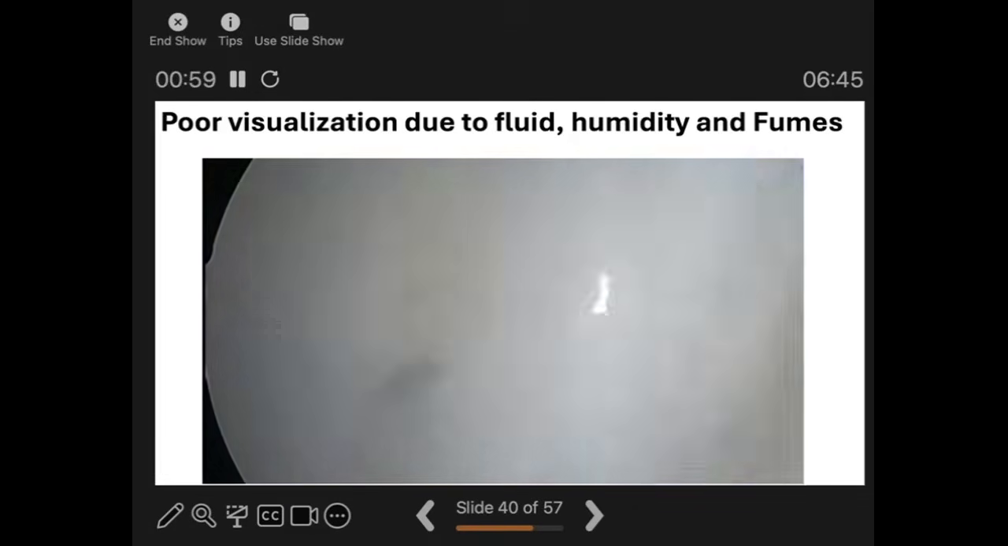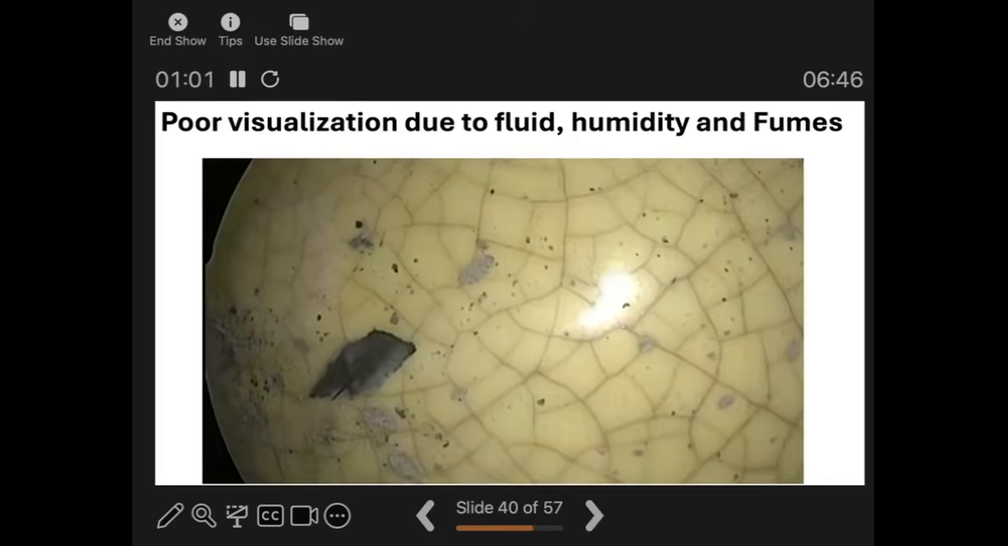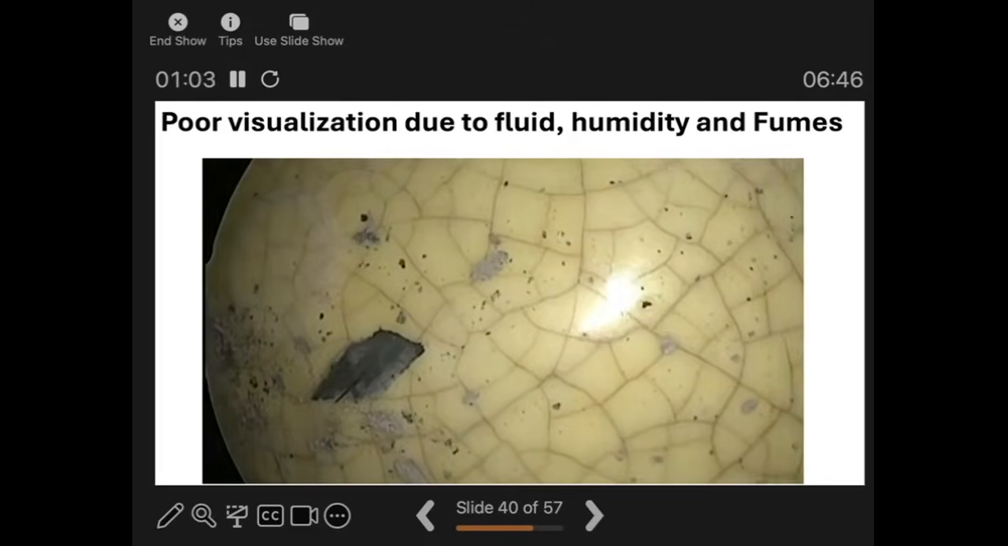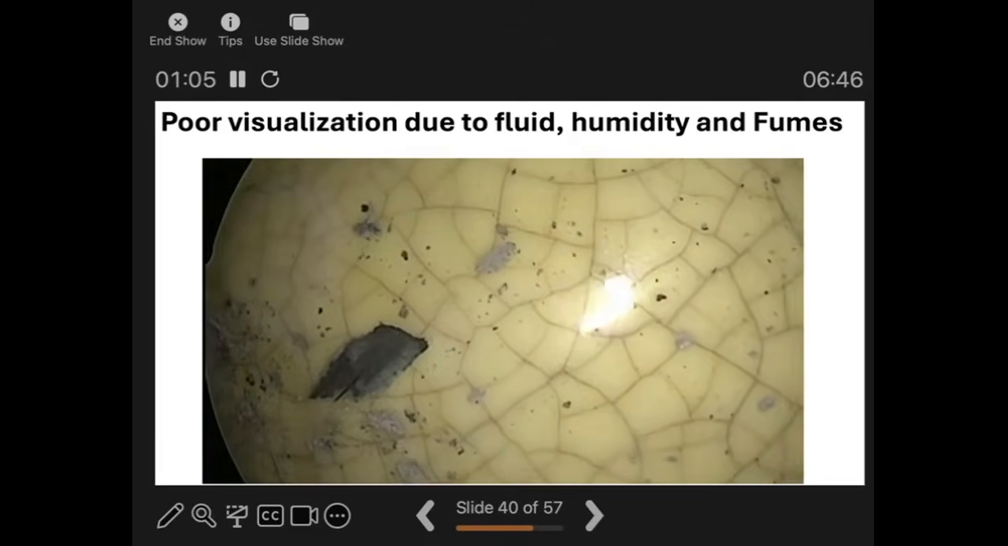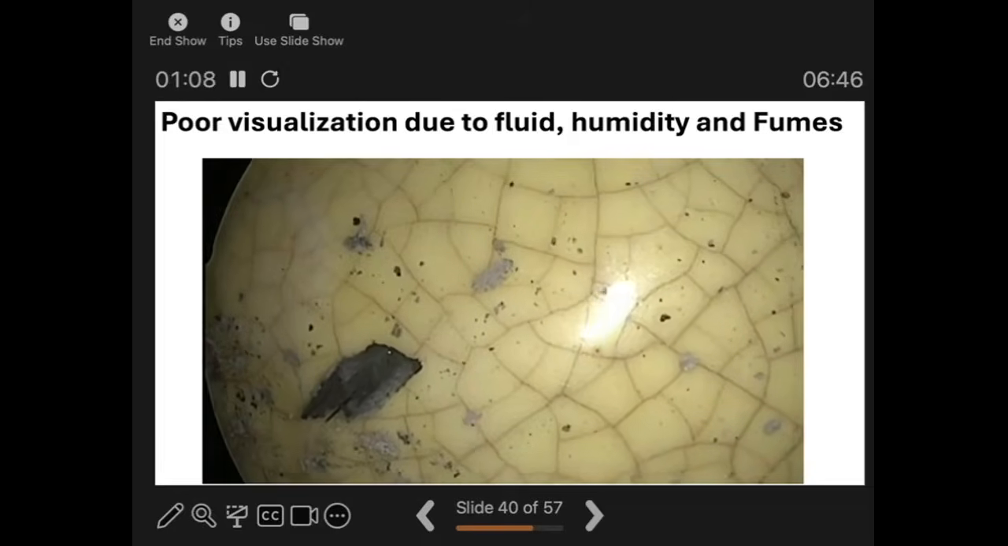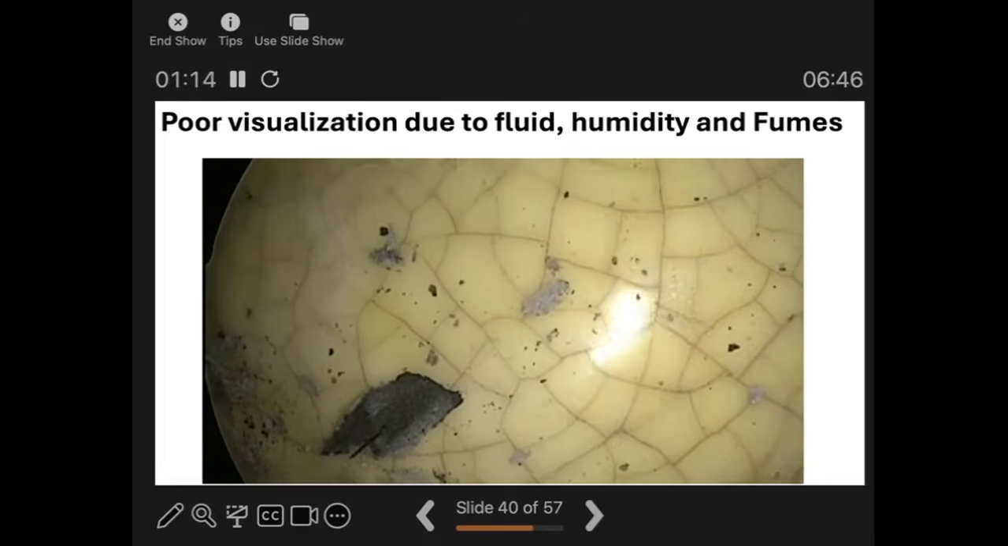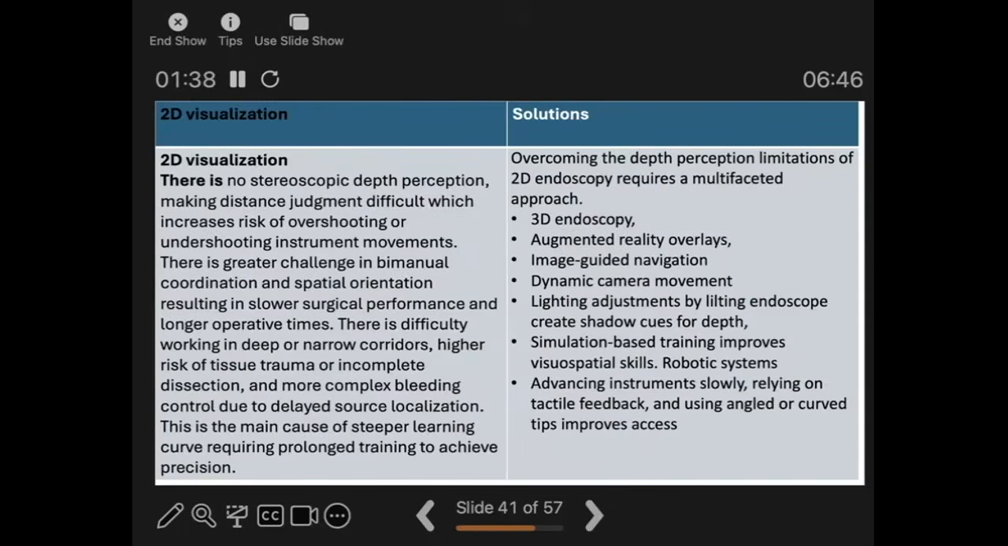Fume or humidity also causes the same blurring of vision. So you suck it with the suction tube and the vision improves. 2D neuroendoscopy is another limitation. It lacks depth perception, making distance judgment, coordination, and orientation difficult, which slows surgery and increases the risk.